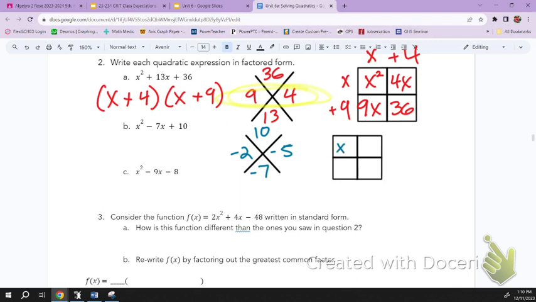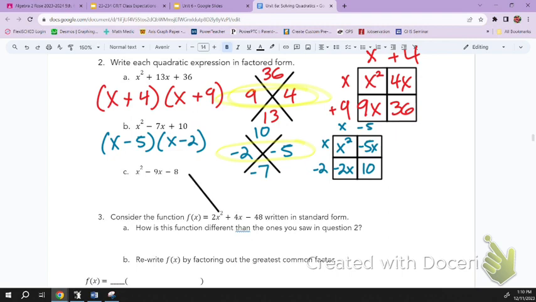So now I can put my x squared term, my c value. And again, this giant X tells us what to put in for my x term. So I can completely reverse the process. We can finally write it in factored form. What questions do we have?